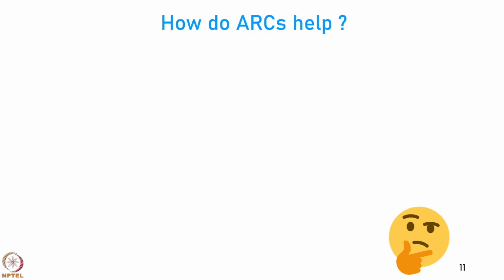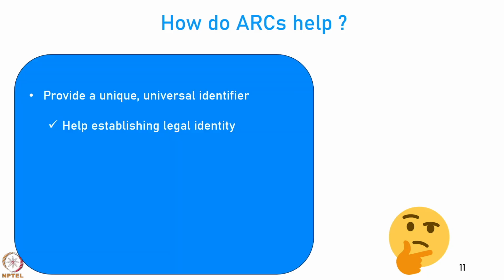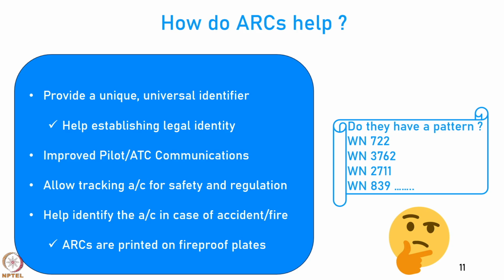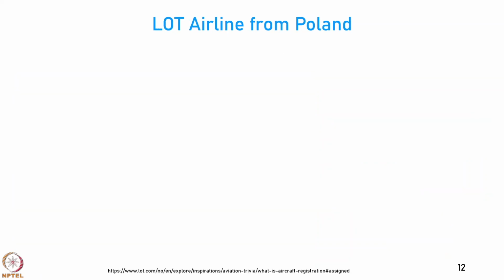How do ARCs help us? Why do we assign ARCs? ARCs provide a unique universal identifier which helps in identifying the legal identity of the aircraft. It improves the communications between the pilot and the air traffic manager. It allows tracking of the aircraft for safety and regulation, and they are printed on fireproof plates, and therefore they help identify the aircraft in case of any accident or fire. Well, they do have a pattern which we will see very soon.